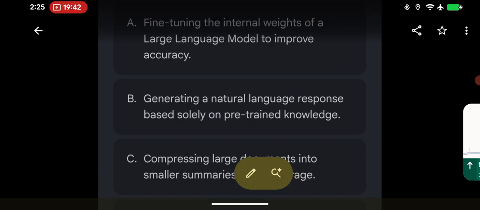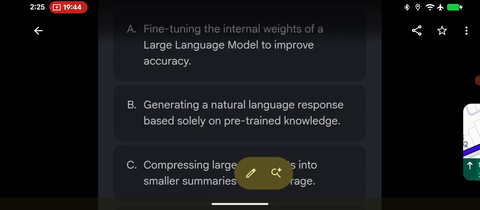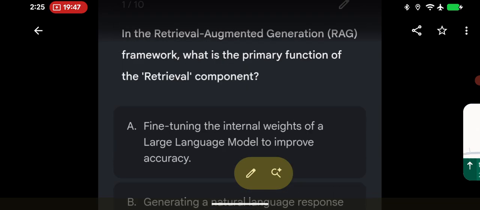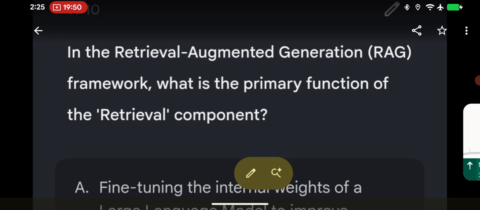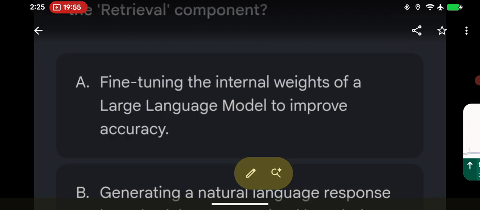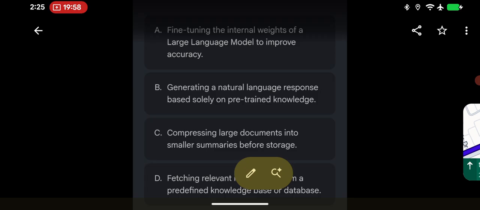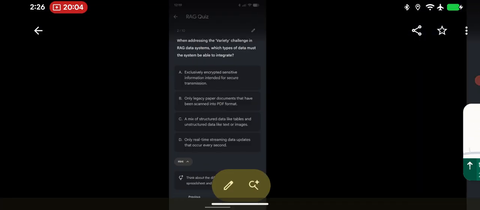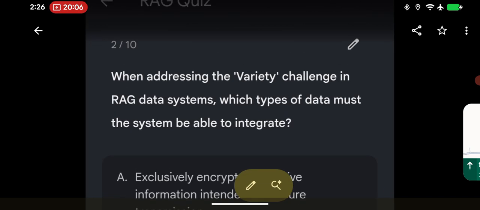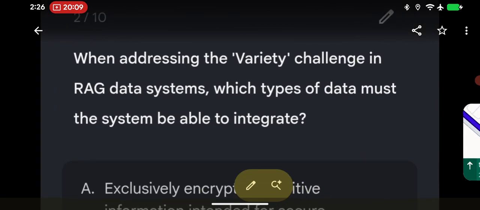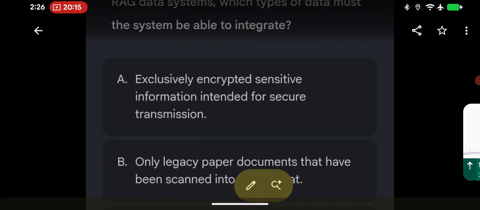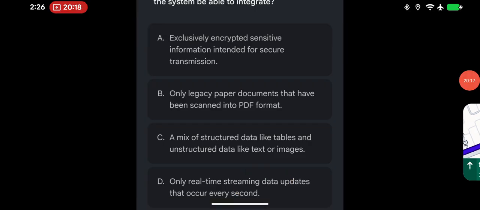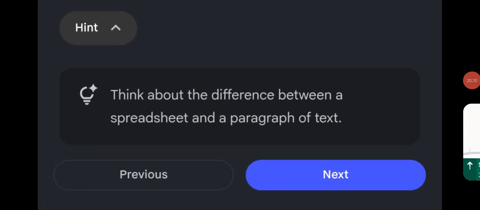So let's solve the quiz questions and see how much we have understood. The first question is: in the retrieval augmented generation framework, what is the primary function of the retrieval component? Here are the four options, and here is the hint. The next question: when addressing the variety challenge in the RAG data system, which type of data must the system be able to integrate? Here are the options, and here is the hint.